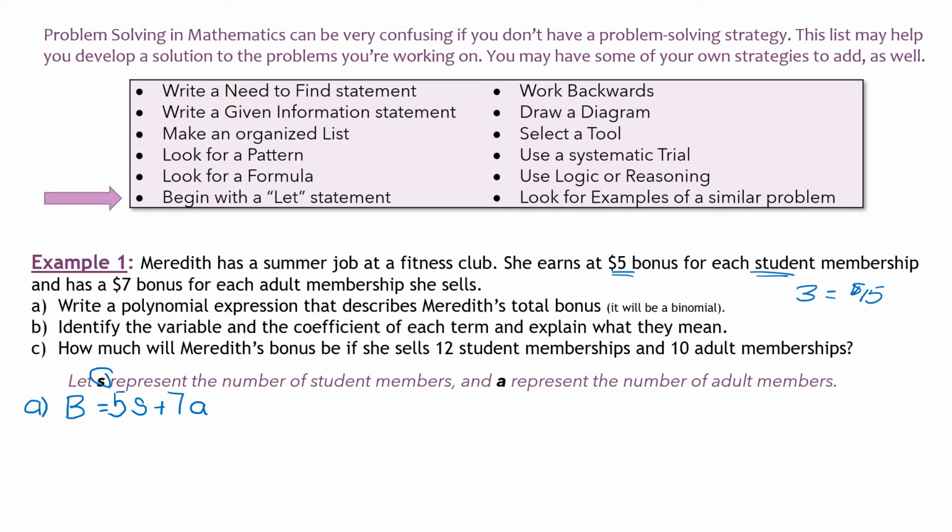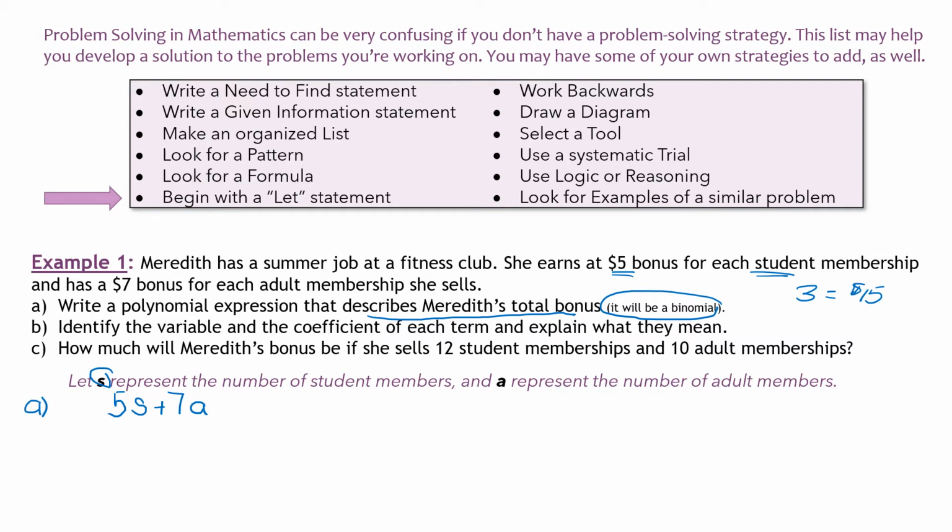So that's the expression. That's all we have to do there, is come up with an expression. Again, the B at the front isn't really important. The expression that we're looking for is, I can even erase this B here. We know that's what the question asked us for. It says it has to describe her total bonus, so this is describing her total bonus. It'll be a binomial, and what we have is a binomial here. This polynomial expression is a binomial. It's got 1, 2 pieces to it, and they're separated by a plus sign, so that makes it a binomial. Okay, so that's part A.